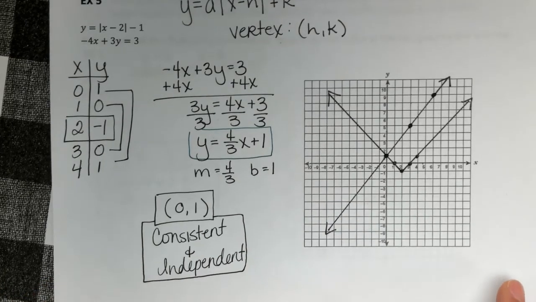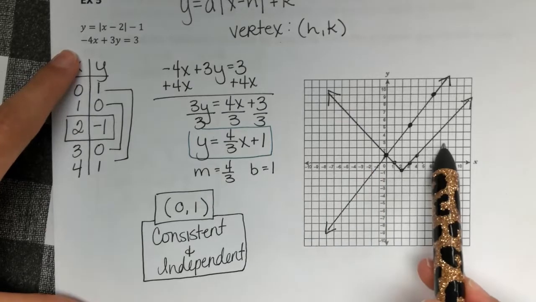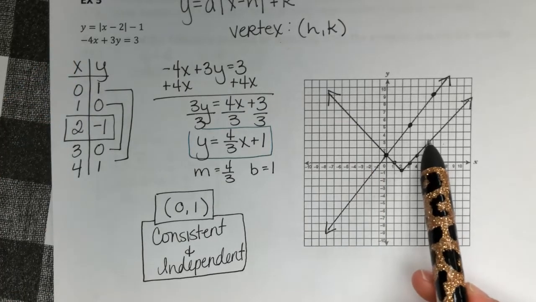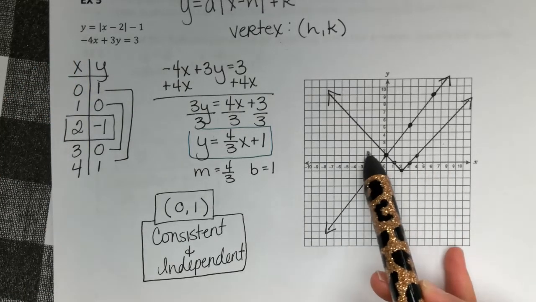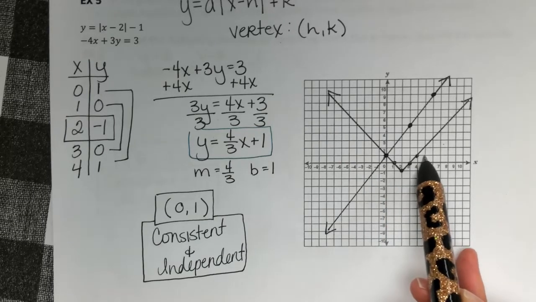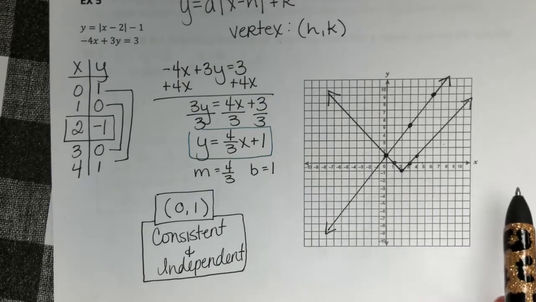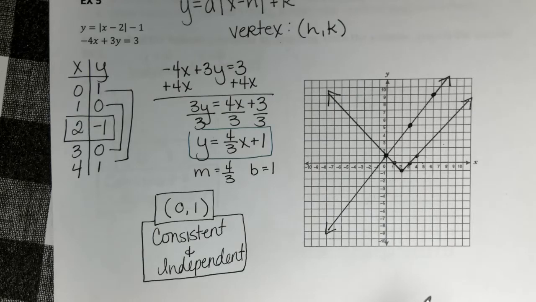Now, if I have an absolute value equation and my second equation is a horizontal line, it would cross it at 2 points. So if my equation was just y equals 1, it would cross it at 2 points, and my answer for the classification would just be consistent. You wouldn't have to put the independent part because you technically have 2 points as your solution instead of just 1.